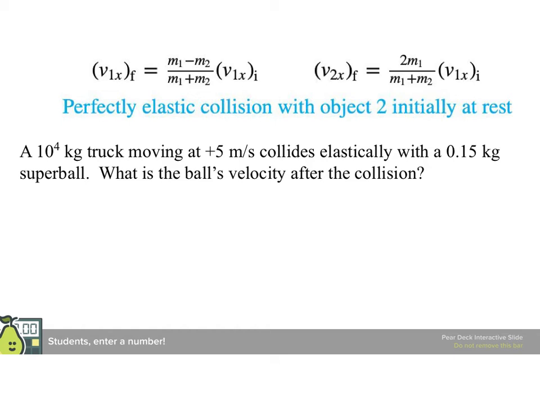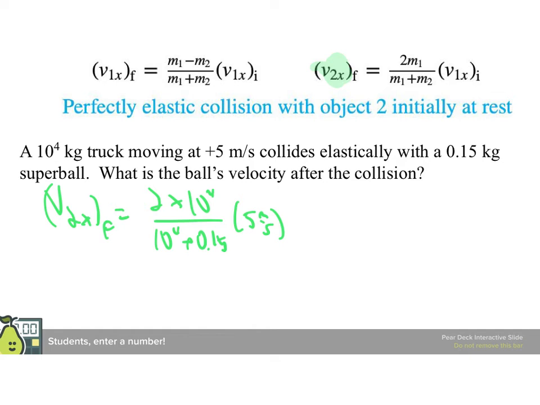Same setup. What is the ball's velocity after the collision? So we want this guy. So we say V2xF is twice the truck's mass over the truck's mass plus the ball's mass times the 5 meters per second. And we can see that basically if you run this in a calculator, you're going to get 9.9993, I think. You get 10, definitely, to within our sig figs. And that's not too surprising because this factor is essentially irrelevant. Essentially irrelevant. And so we have 2 times 10 to the 4 over 10 to the 4, or just 2.